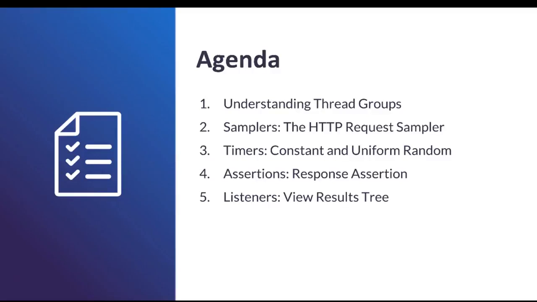We'll talk about timers. Timers are actually how you add delays to your test to make them more realistic. Then we'll look at assertions, which help us make sure that the right things are happening in your test, let you validate that the test is doing what you want it to do. And then finally, and really importantly, we'll look at listeners, which let you observe all of this, to actually listen to what's happening, watch what's happening during the test, and we'll use the view results tree for that.